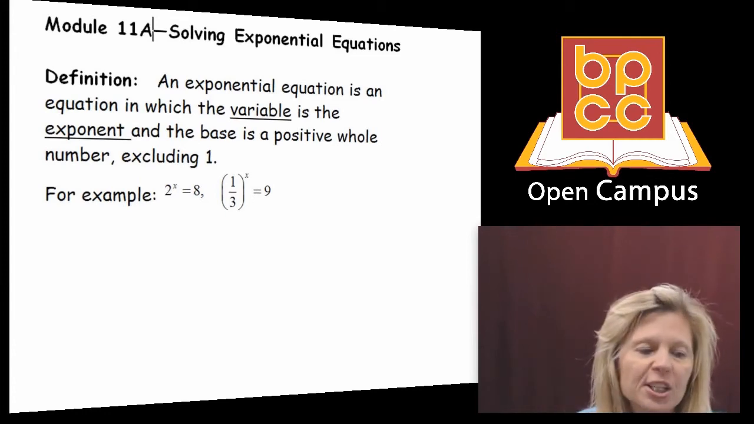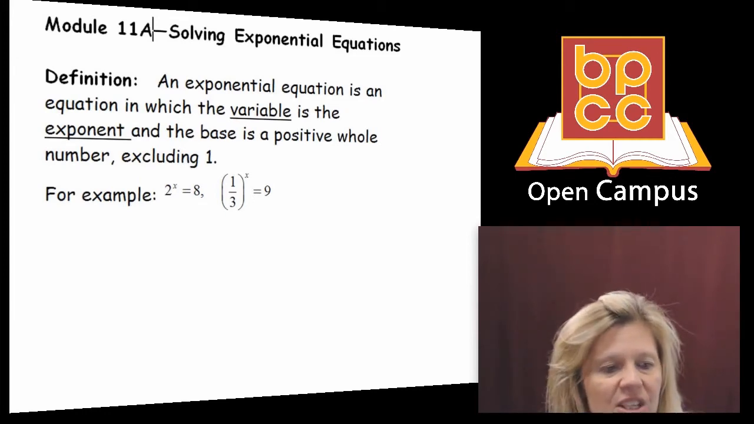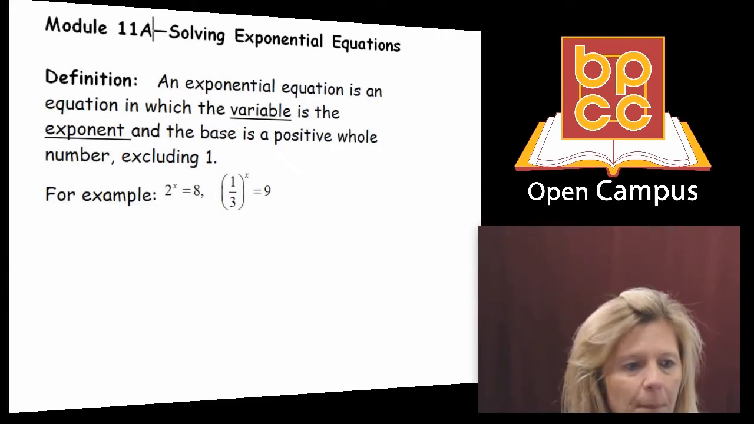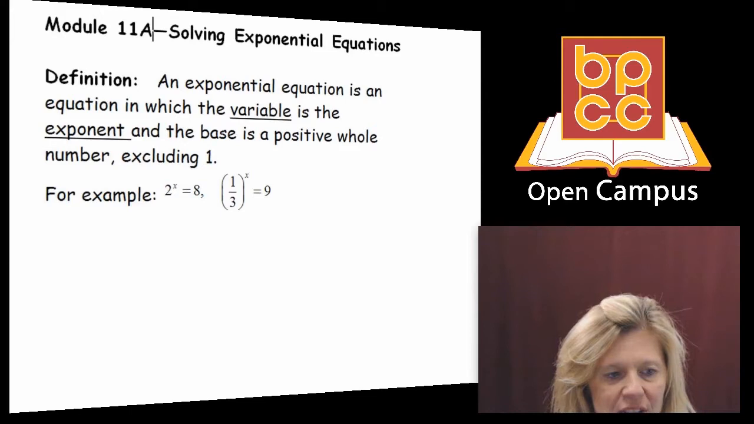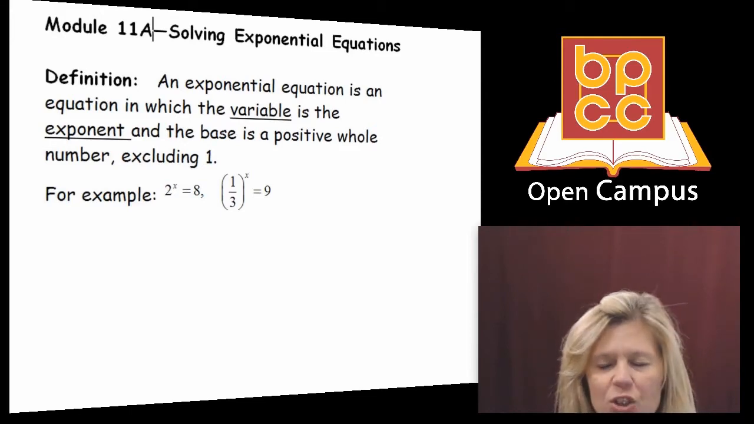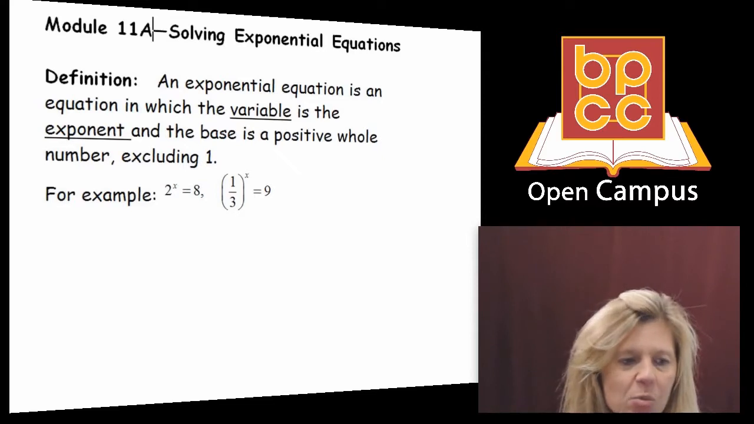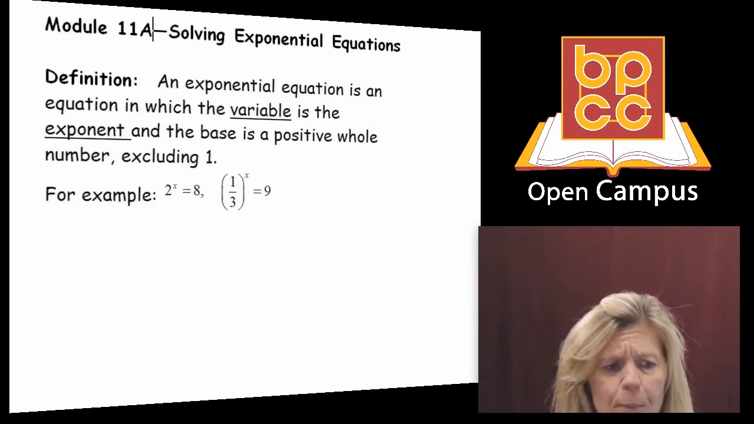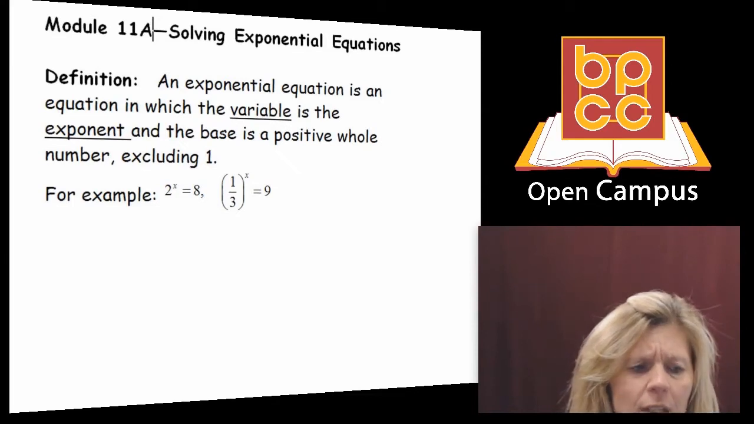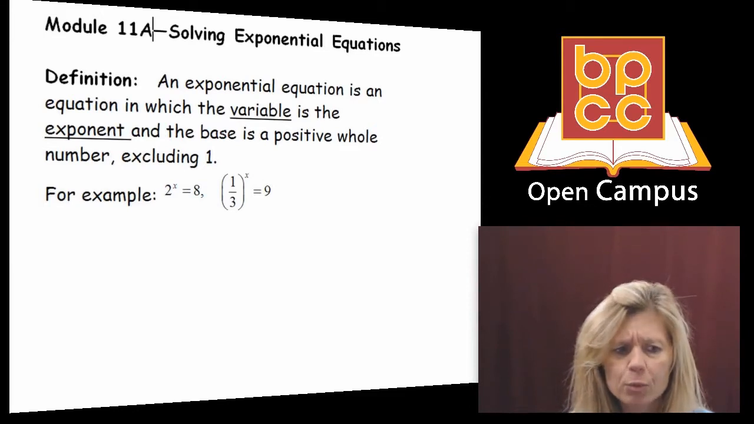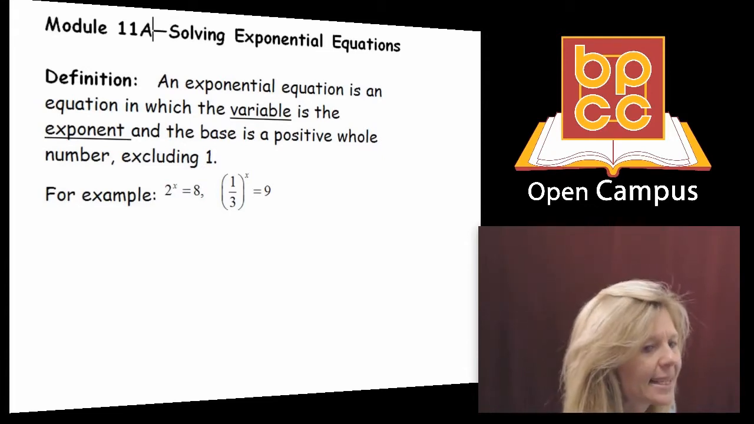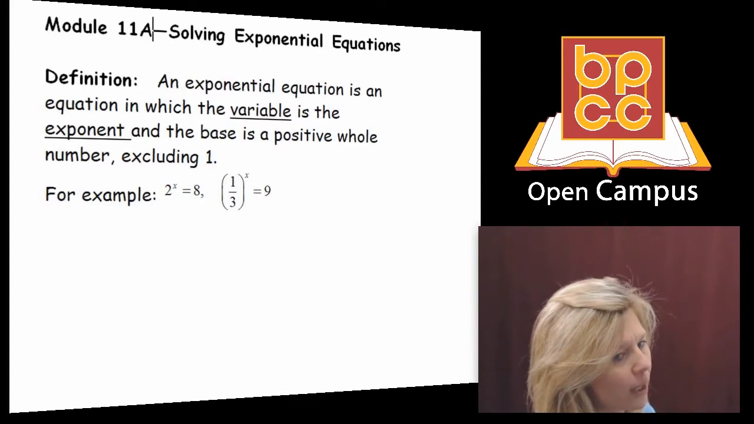What I want you to notice is the exponent's always connected to the base. And the definition says the base has to be a positive number. So if you look, the first base is 2. That's positive. The second base is 1/3. That's positive. What you cannot have as the base is the number 1. And the reason why is, think about this. If you had the number 1 and you put an exponent on it, will it change? Well, 1 to the first is 1. 1 squared is 1. 1 cubed is 1. So that's why the number 1 is excluded from this definition. The base has got to be a positive number, but it cannot be a 1.